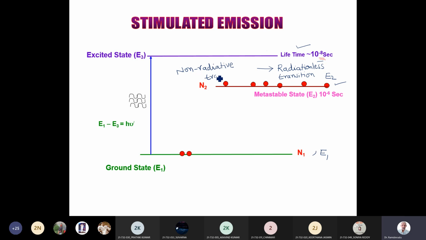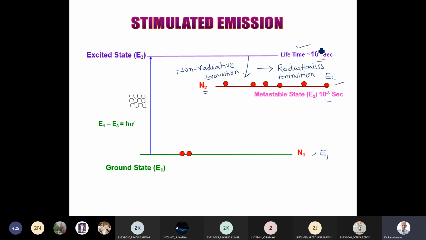So during this transition, electrons are nothing but moving from one energy level to another energy level. They are moving from here to here, very quickly, because the lifetime is small. But if you go to level 2, N2, this N2 is the number of atoms in the higher energy level E2. But E2 has more lifetime, 10 to the power minus 6 seconds.